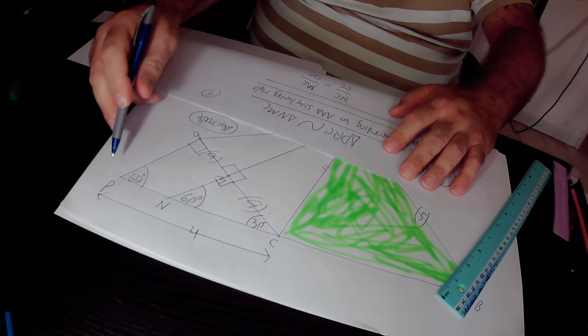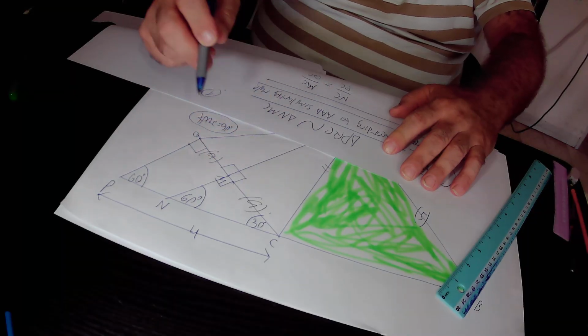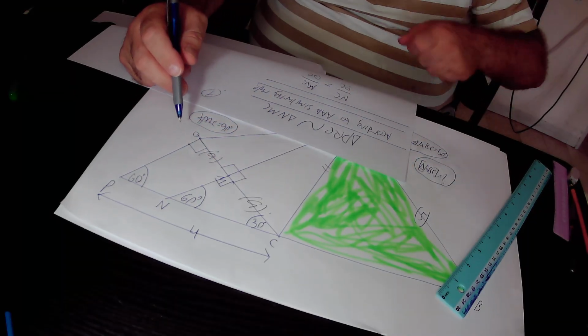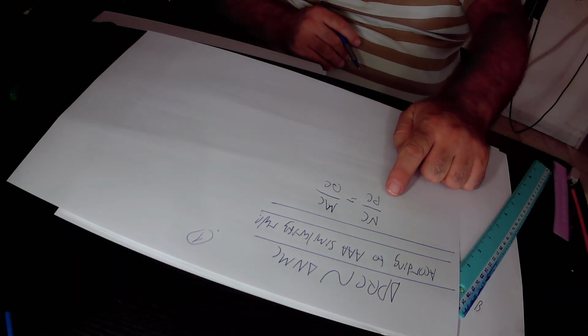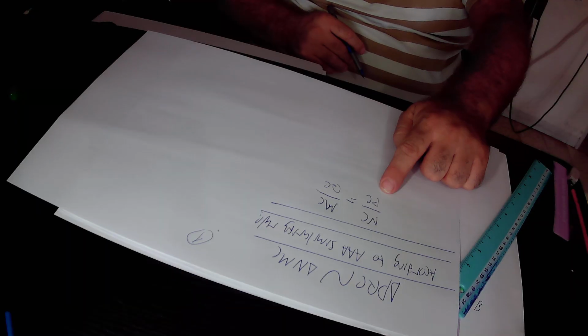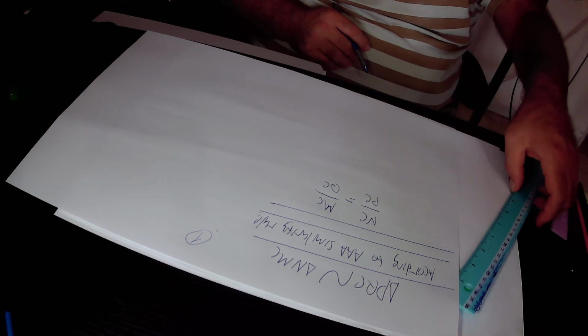So to repeat again, from the fact that the big right triangle PQC is similar to the small right triangle NMC, we derive that the following relationship exists between their sides. We will derive that side NC of the small right triangle NMC over side PC of the big right triangle PQC is equal to side MC of the small right triangle NMC over side QC of the big right triangle PQC.